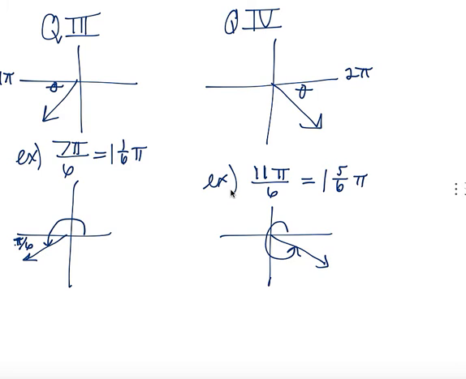And I want to get up to 2 pi. The difference between 1 and 5/6 and 2 is 1/6, so this would be a pi over 6 reference. So that would be how we find our reference angle in each of the quadrants. And that's that.